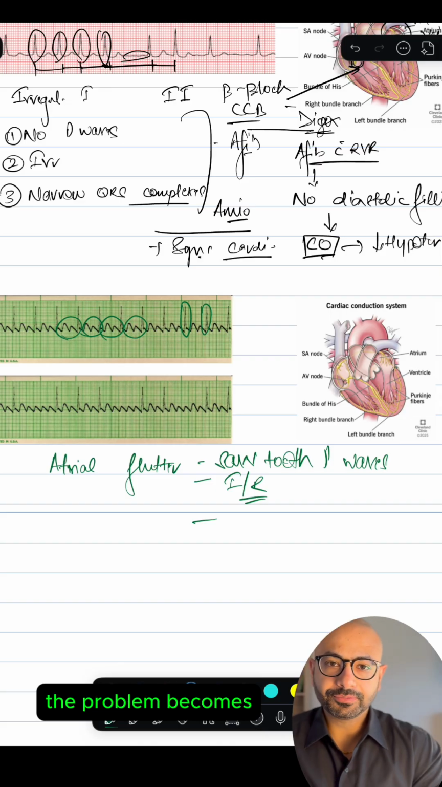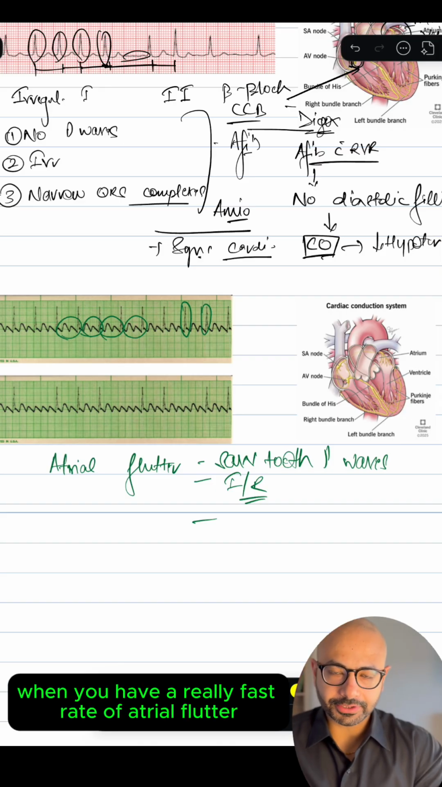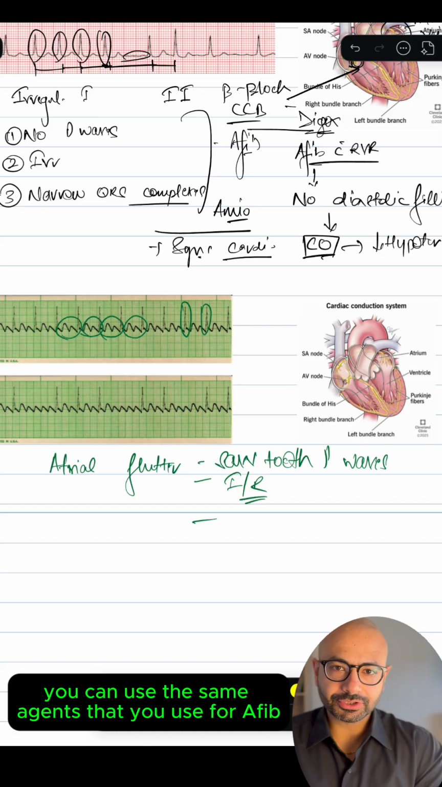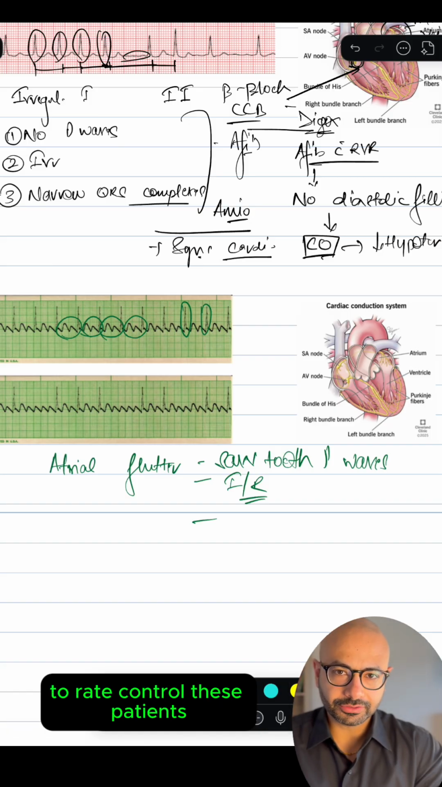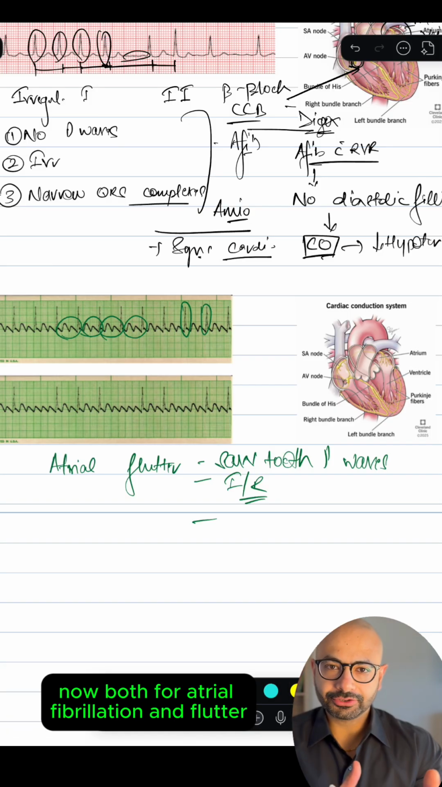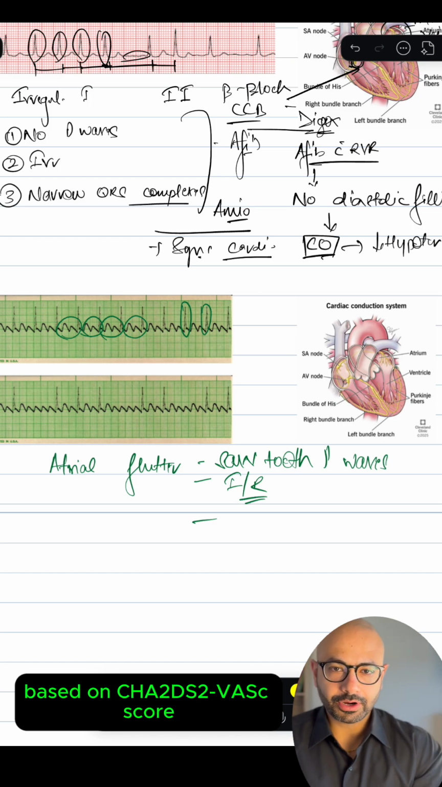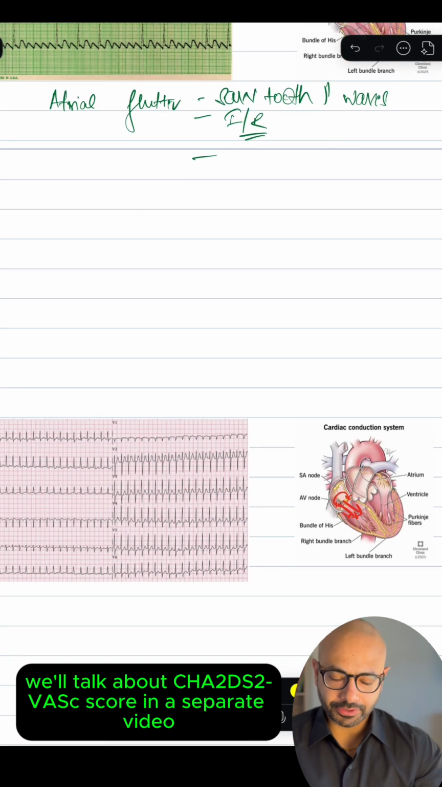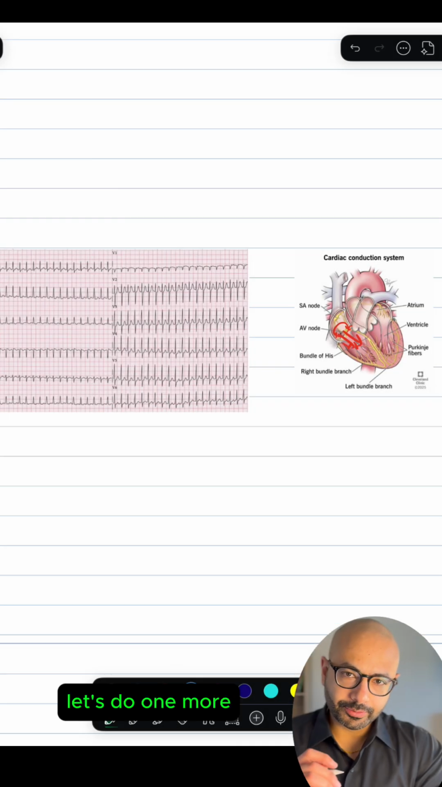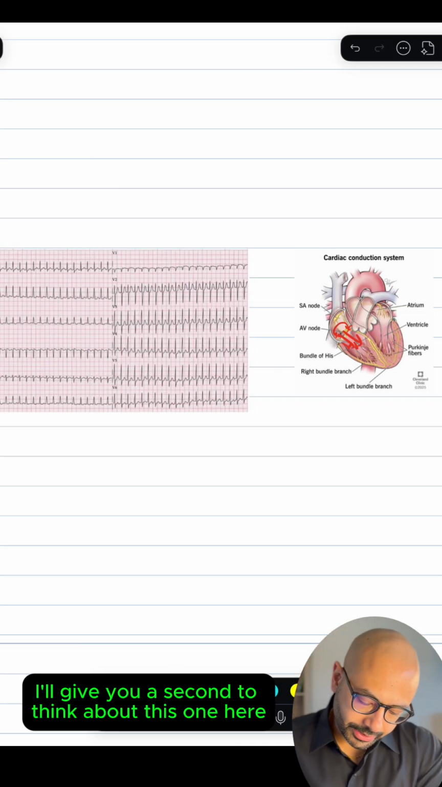Again, the problem becomes when you have a really fast rate of atrial flutter. At that point, you can use the same agents that you use for AFib to rate control these patients. Now, for both atrial fibrillation and flutter, you need to anticoagulate the patients based on CHA2DS2-VASc score. We'll talk about CHA2DS2-VASc score in a separate video. Let's do one more. I'll give you a second to think about this one.